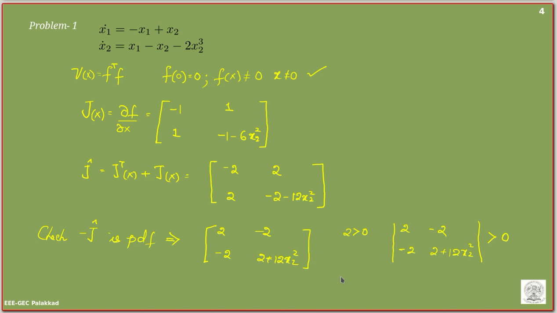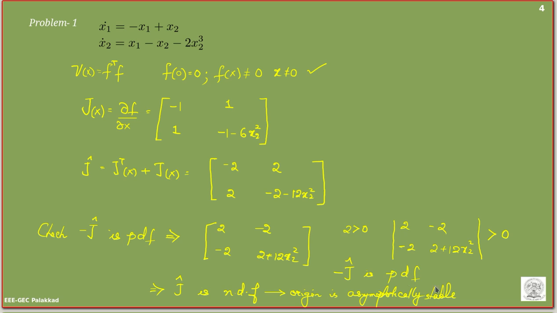So we can say that minus J hat is a positive definite function, which implies that J hat is a negative definite function. Okay, so from this, what can you say? We can say that J hat is negative definite, so the origin is asymptotically stable. Right. So what is your next step?